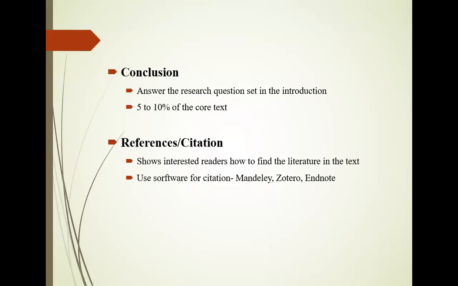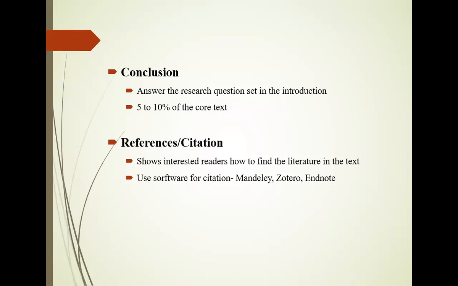It shows the reader how to find the literature in the text, and also for us, whenever we are going to prepare any manuscript, any research and review article, we need to give the citation or the references of the particular journal and article that we have read initially for preparation of the manuscript.